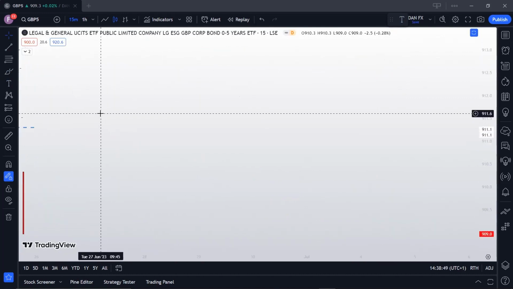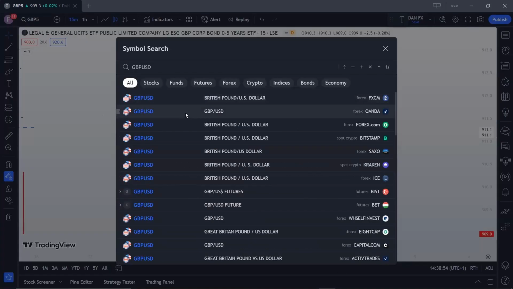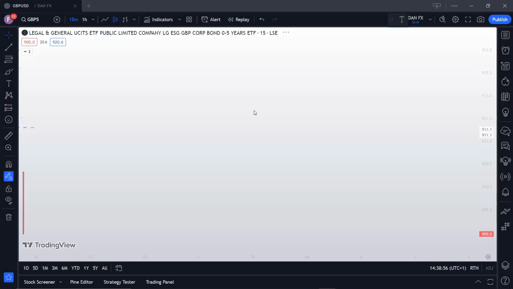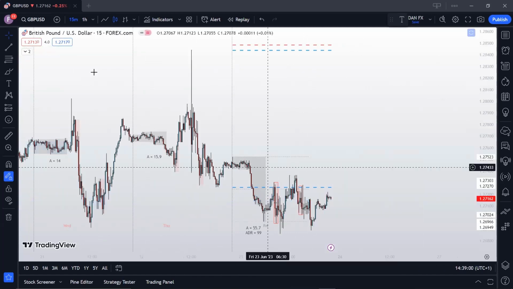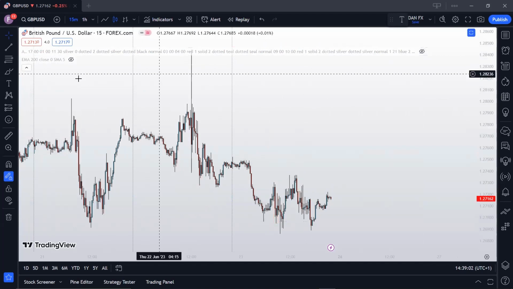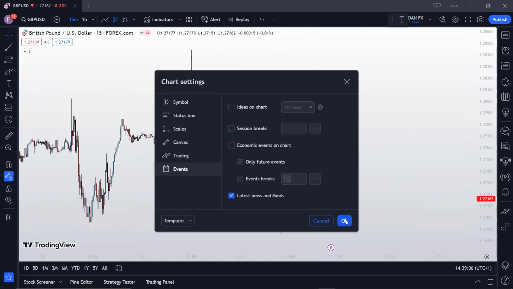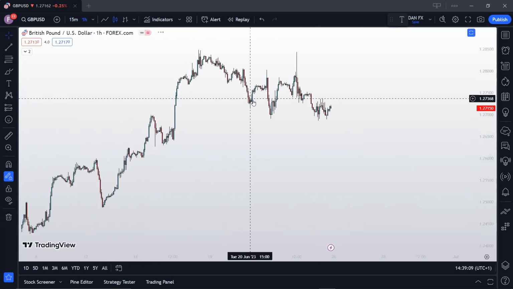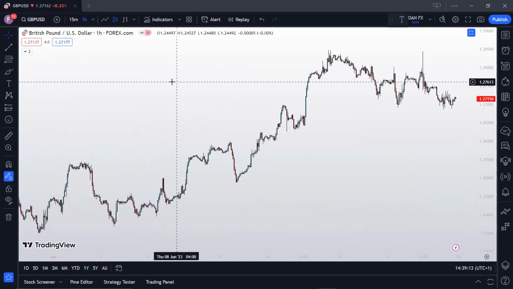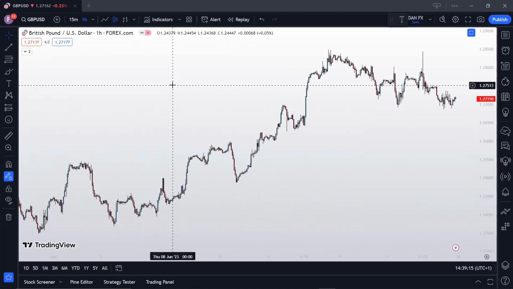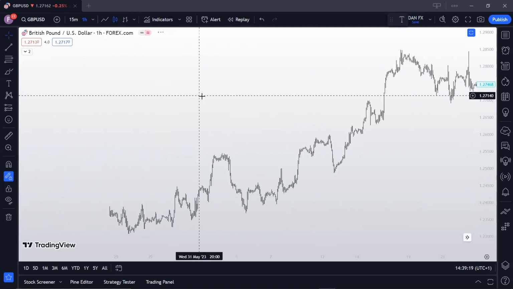Let me just show you a couple of examples here on the charts. So let's go to GBP USD. Let me delete this, turn this off, and also turn this off. Now that we're on GBP USD, we're on the 1 hour time frame. Let's try to identify those highs and those lows. And let's try to identify an uptrend, a downtrend, and a consolidation market or a ranging market.